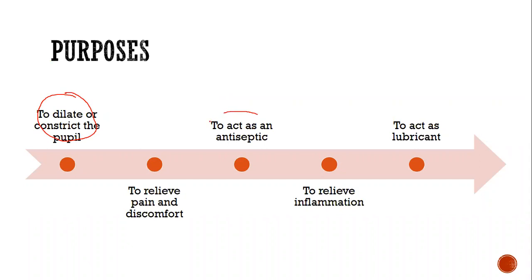Then, to act as an antiseptic solution to prevent any kinds of itching or redness from the patient's eye, we should administer some kind of antibiotic eye drops. Then, to act as a lubricant. Then, to relieve inflammation associated with any kind of infection, we should administer an eye drop.